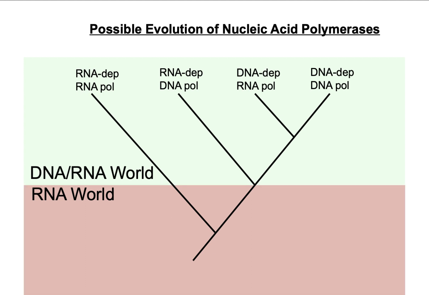Then this line evolved into the RNA-dependent DNA polymerases. These are the reverse transcriptases. And then there are the DNA-dependent RNA polymerases, which we simply call pol 1, pol 2, etc. And then DNA-dependent DNA polymerases for replicating DNA. And all of these last three are primarily in the DNA, RNA, and protein world.